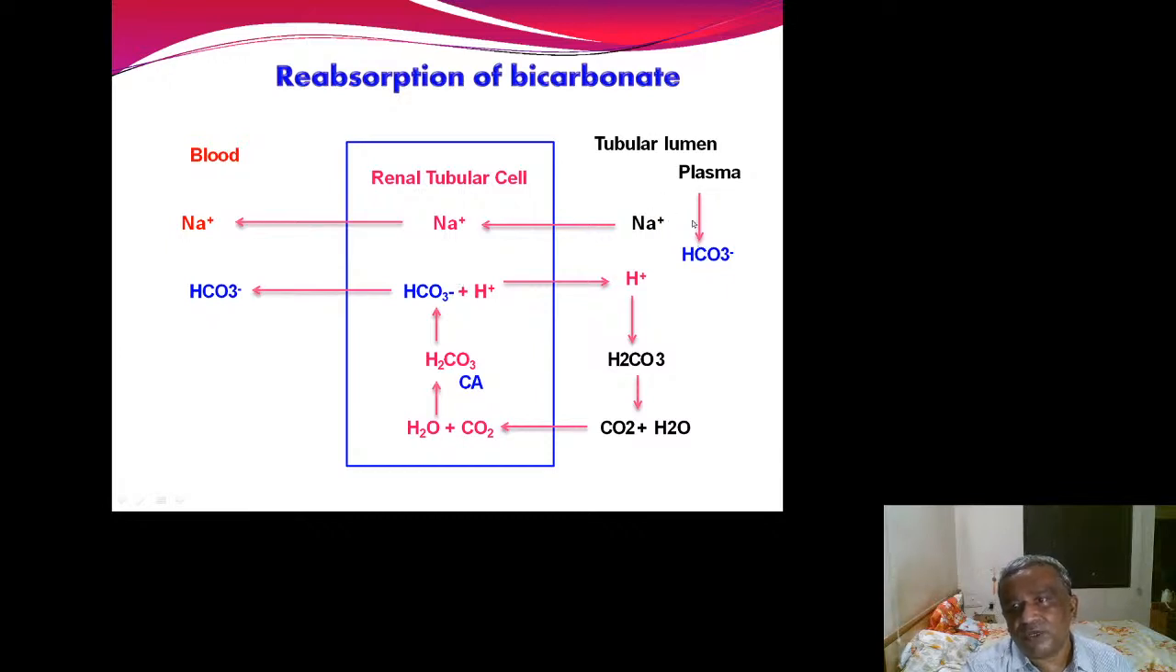Bicarb enters into the tubular lumen. The hydrogen enters from the renal tubular cell. They both combine to form H2CO3, which is converted into CO2 and H2O. The CO2, by the concentration gradient, enters inside the renal tubular cell, combines with H2O in presence of carbonic anhydrase to form carbonic acid, which dissociates into HCO3 and H plus. HCO3 is retained, sodium is also retained, and hydrogen is again pushed into this process.